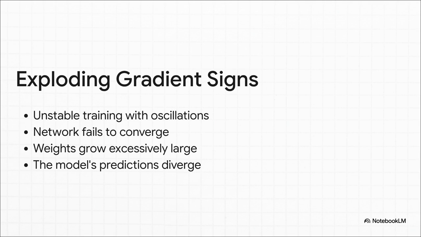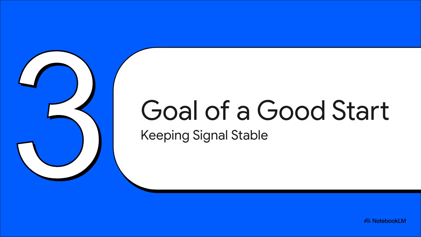Our hiker is taking such giant, crazy steps that they launch themselves right off the mountain. So clearly what we need is a start that's perfectly balanced. Okay, so if a bad start leads to signals that either vanish or explode, what does a good start actually look like? Well, the whole goal is to create a stable, predictable environment for information to flow through the network.